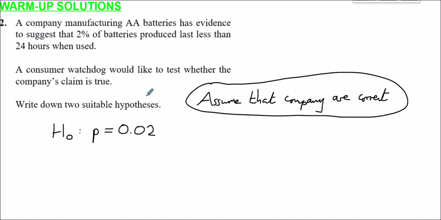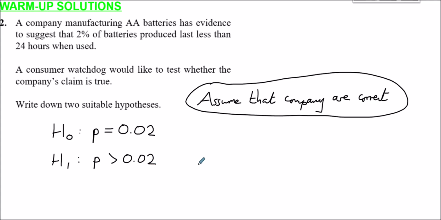In other words, that the probability of a battery lasting less than 24 hours is indeed just 2%. The alternate hypothesis, H1, which this watchdog is trying to show might be true, must be that actually a greater proportion of batteries than 2% fail before 24 hours. And so they are trying to show that the proportion of batteries produced lasting less than 24 hours might actually be greater than 2%. So H1, the alternate hypothesis, is that the probability is greater than 0.02.